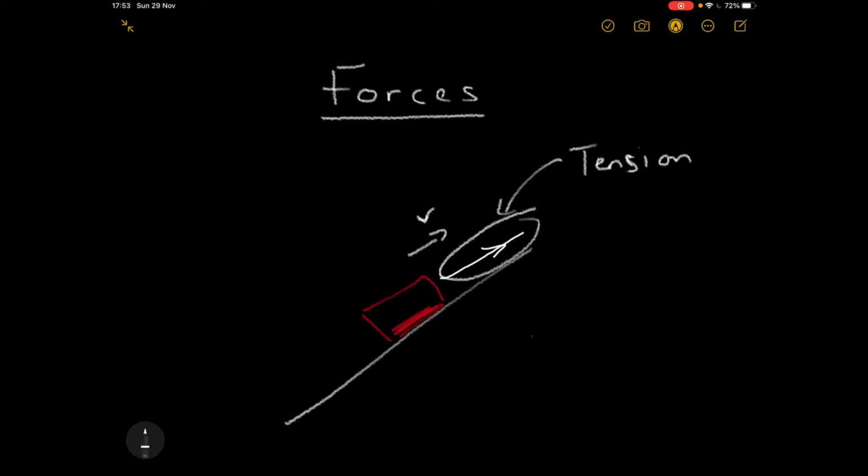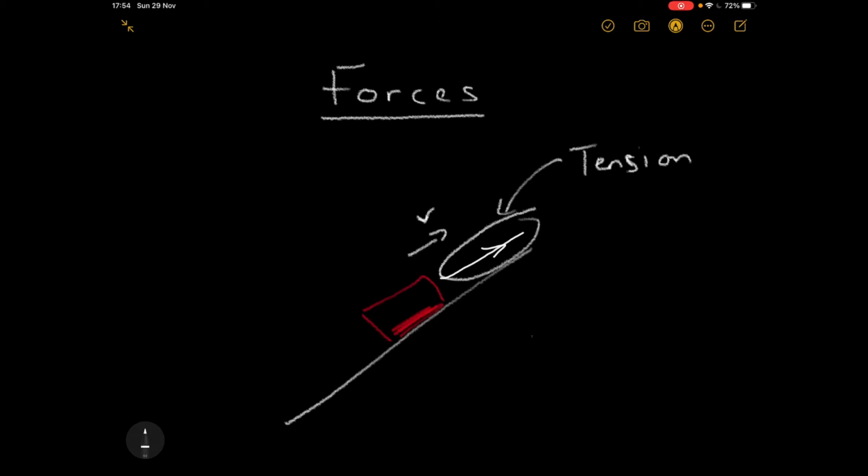I can't write this. So tension. So whenever you have a pulling force, we tend to call it tension. Anything under tension means it's being stretched. The opposite of tension is called compression, which you might meet at various other points.